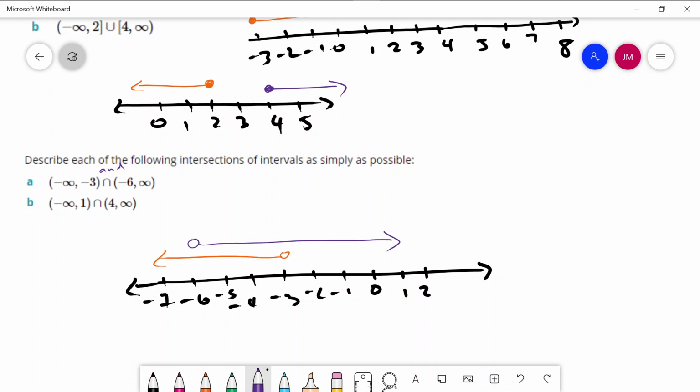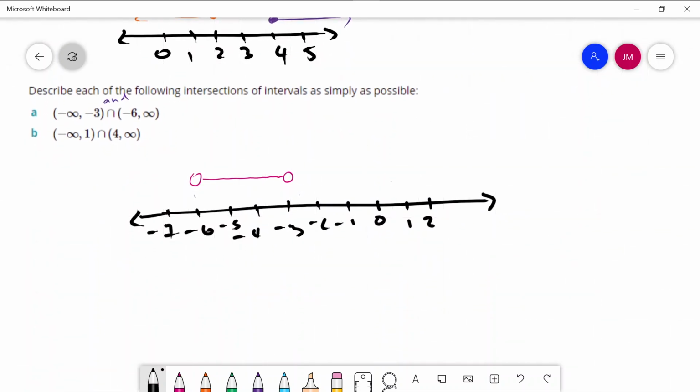Now, I only want what's in both. So any values here, so at -7, for example, it's not in the purple line. So I can't actually have this part. And same thing at -2 or anything above -3 doesn't exist. So I'm only looking for where the two lines overlap. So my final answer should just be, oops, I didn't mean to rub off my number line there. My final answer should just be the values between -3 and -6. Like that. So it looks a bit like a dumbbell.